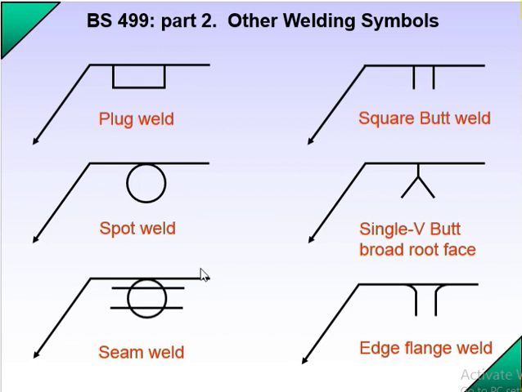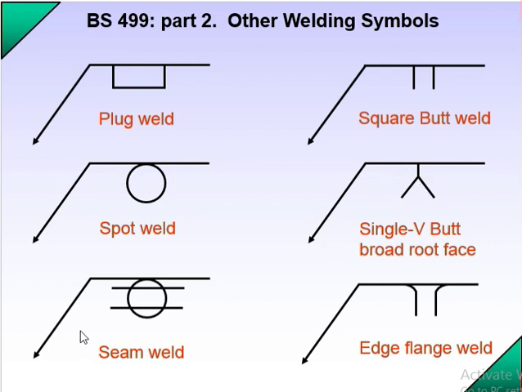Now you can see the other welding symbols, there are so many. If it is mentioned like this, it is plug weld. You can see here the square butt weld. This is the spot weld. If it is a symbol like that, this is the spot weld. And single V butt broad root face. The root face is broad. If it is, then it is the single V butt broad root face.